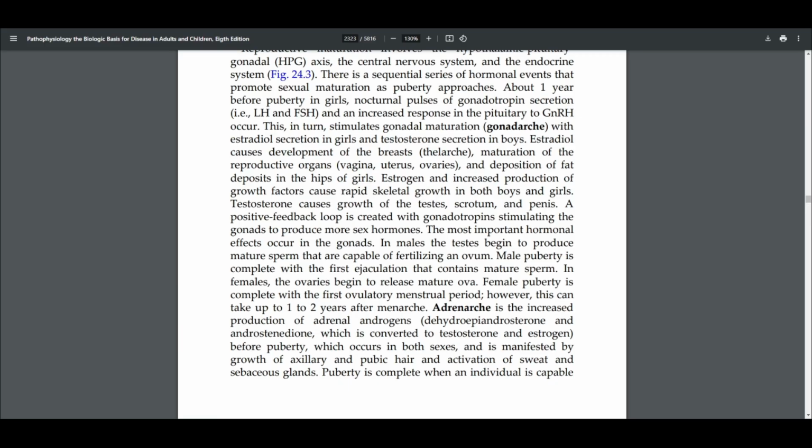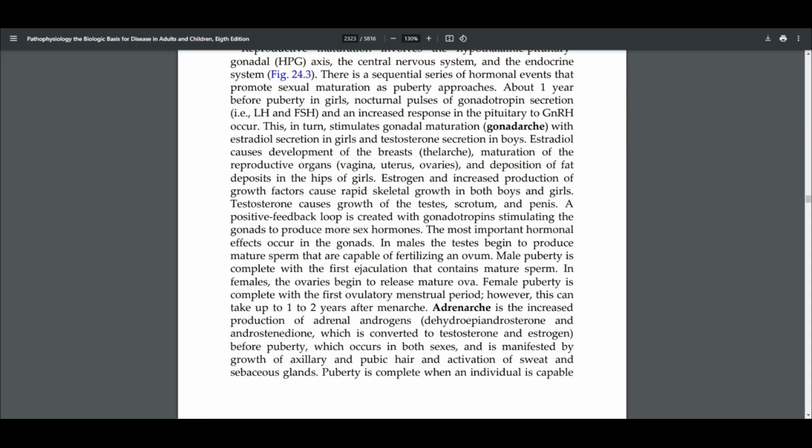The most important hormonal effects occur in the gonads. In males, the testes begin to produce mature sperm that are capable of fertilizing an ovum. Male puberty is complete with the first ejaculation that contains mature sperm. In females, the ovaries begin to release mature ova. Female puberty is complete with the first ovulatory menstrual period. However, this can take up to 1 to 2 years after menarche.